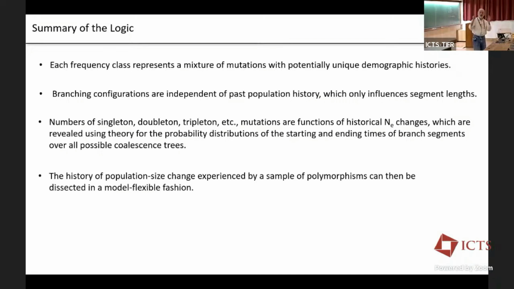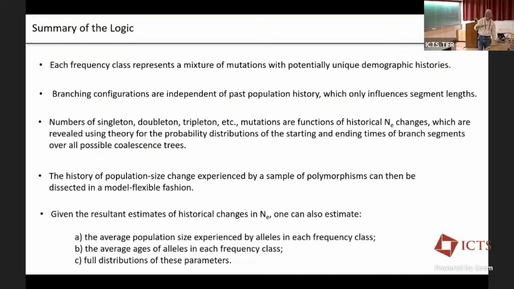Okay, so what we're trying to do is use the site frequency distribution to back calculate the history of population sizes that have occurred under the assumption that the sites we're using are in fact neutral sites. And so I say it's a model flexible fashion because we're not saying that N has to increase exponentially over time or decrease at some rate. We're allowing the maximum likelihood procedures to tell us whether N has actually changed in adjacent situations and so on.